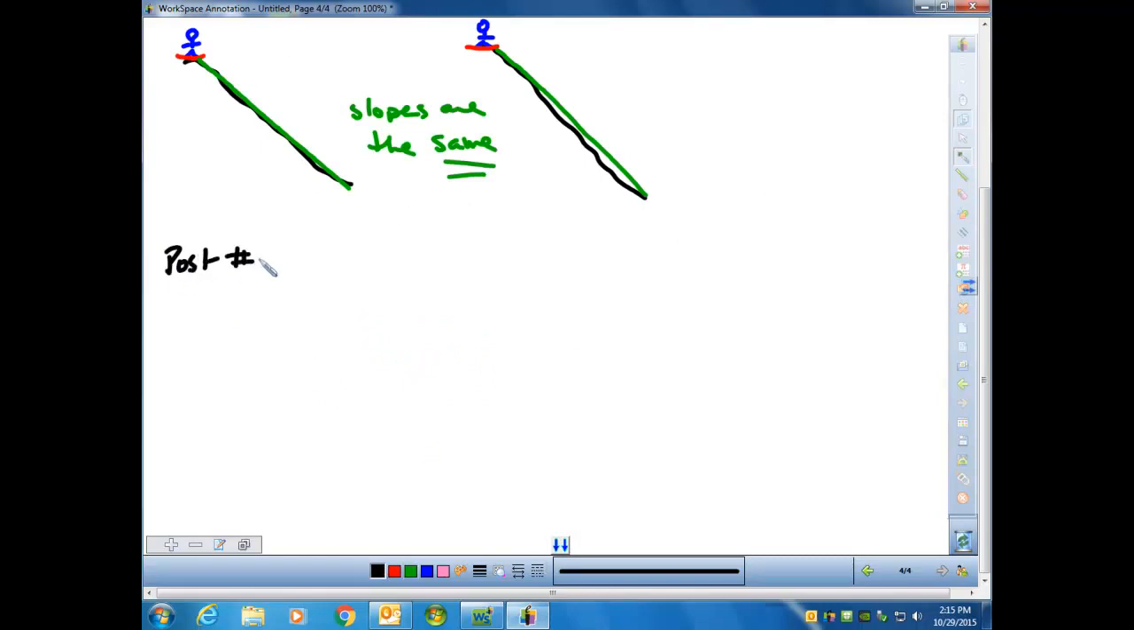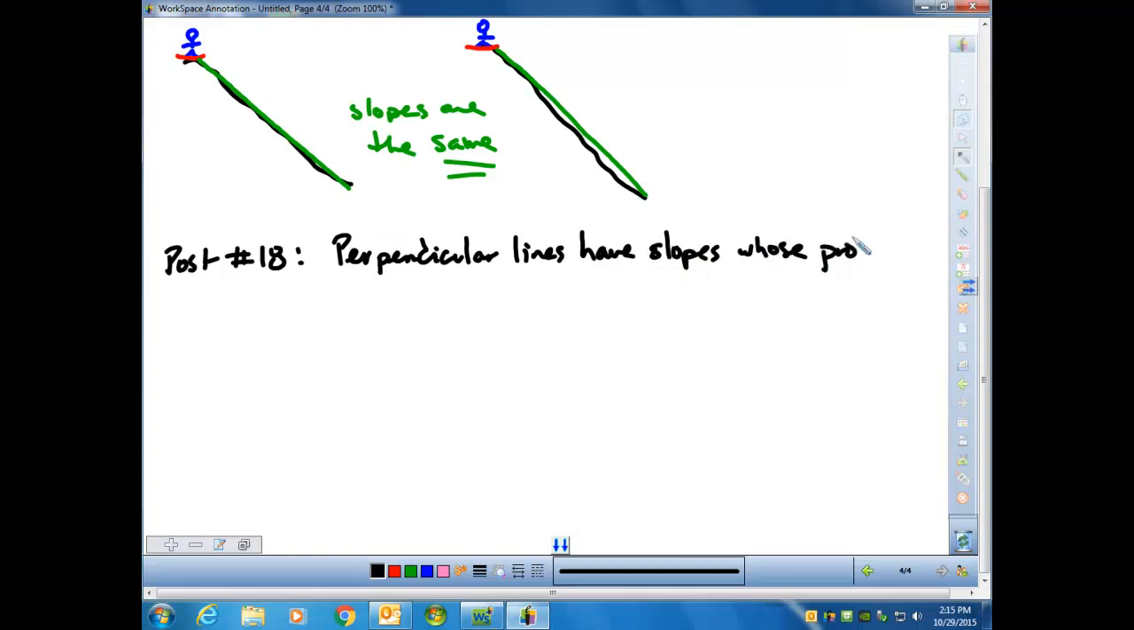The second postulate we're going to look at today is postulate 18. This one says that perpendicular lines have slopes whose product, remember product means multiplication problem, so perpendicular lines have slopes whose product equals -1. That means if you were to take the two slopes and multiply them together, the answer would be -1. So look at some examples of this.